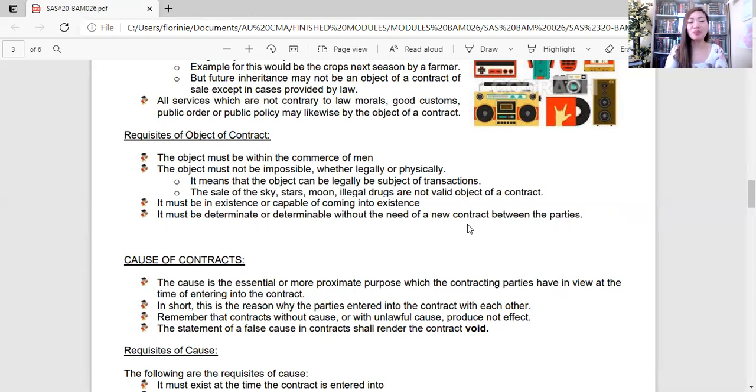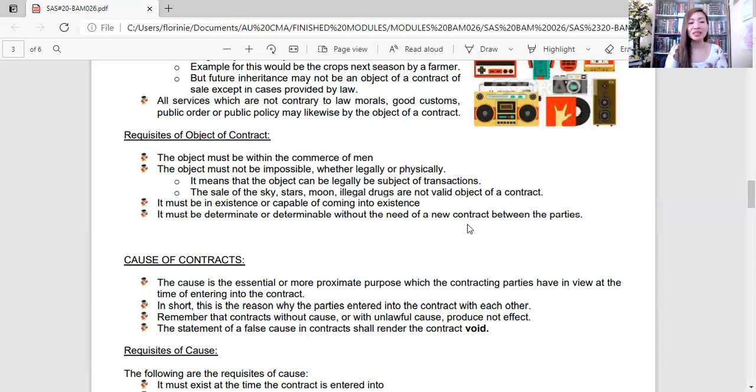Ano po ba ang magiging effect kapag yung mga impossible, whether legally or physically, ay naging object ng contract of sale? The sale is void or inexistent. Again, void or inexistent. Void from the very beginning. Yun yung term, may isa pang term doon, void ab initio, yun nga yung void from the very beginning. Pwede rin void lang yung sagot. Pwede rin inexistent contract. Pare-pareho lang na ibig sabihin yun. Kasi lagi niyong tatandaan, kapag impossible yung object, the contract is void.